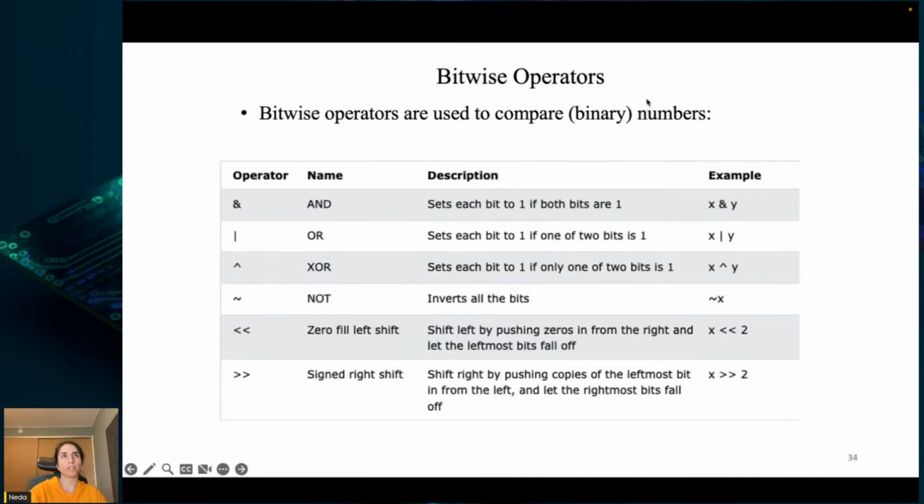And bitwise operators. Bitwise operators are used to compare binary numbers, and we have ampersand, it is and, which sets each bit to 1 if both bits are 1.